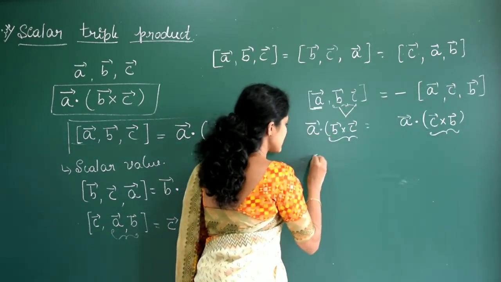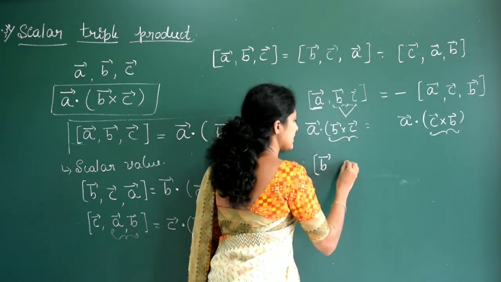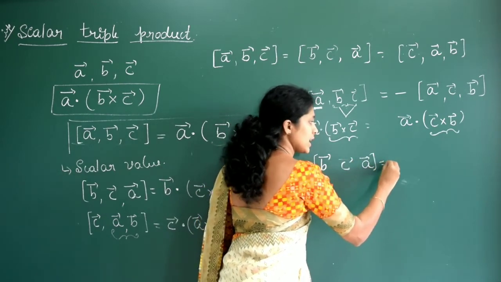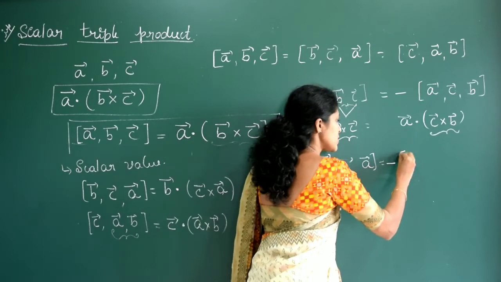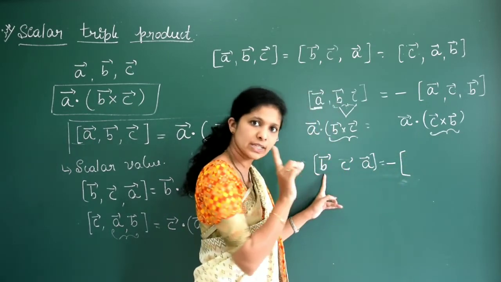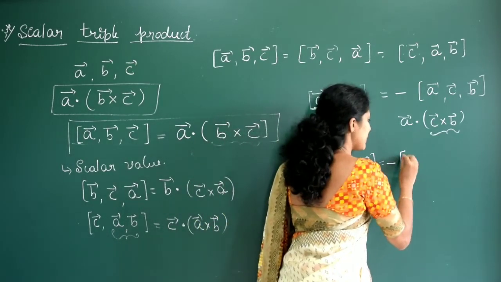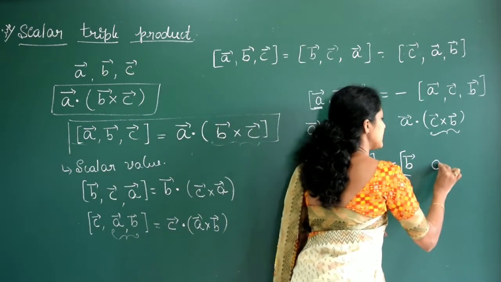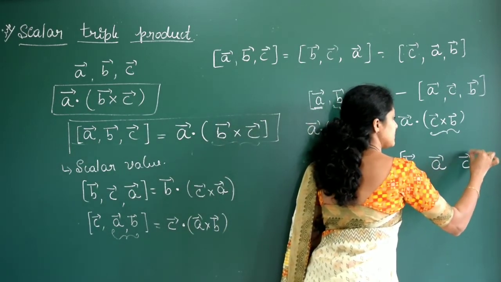I write like this: B vector, C vector and A. Now this is equal to negative of, the first vector stays the same, that is B vector. Here C vector cross A vector is there, so I can consider A vector, C vector.